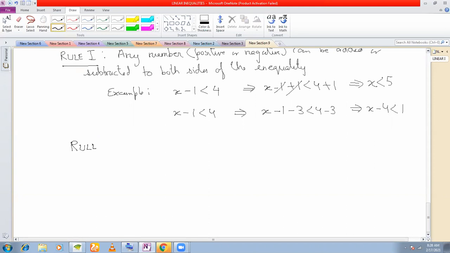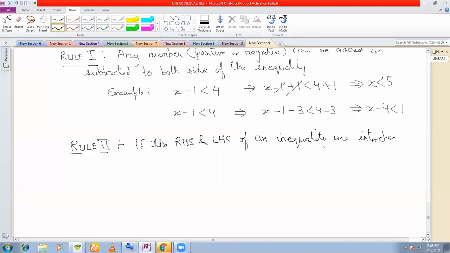Next, rule number 2: if the right hand side and the left hand side of an inequality are interchanged, then the inequality sign is reversed.